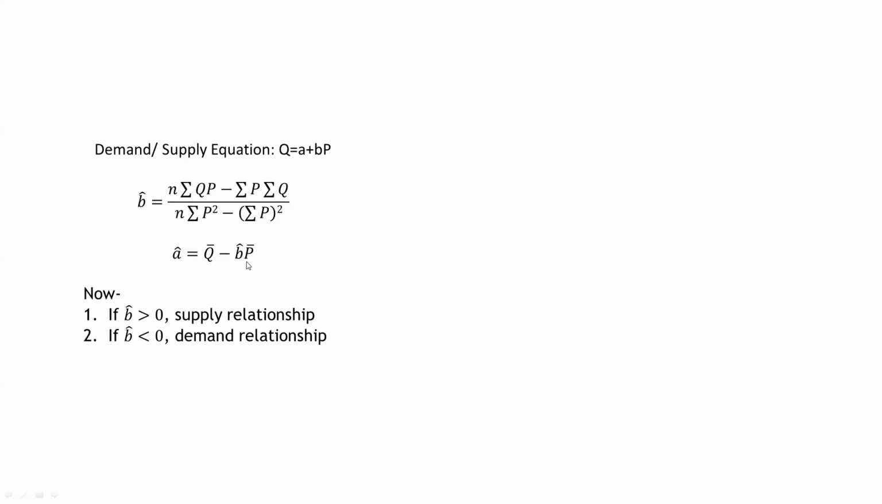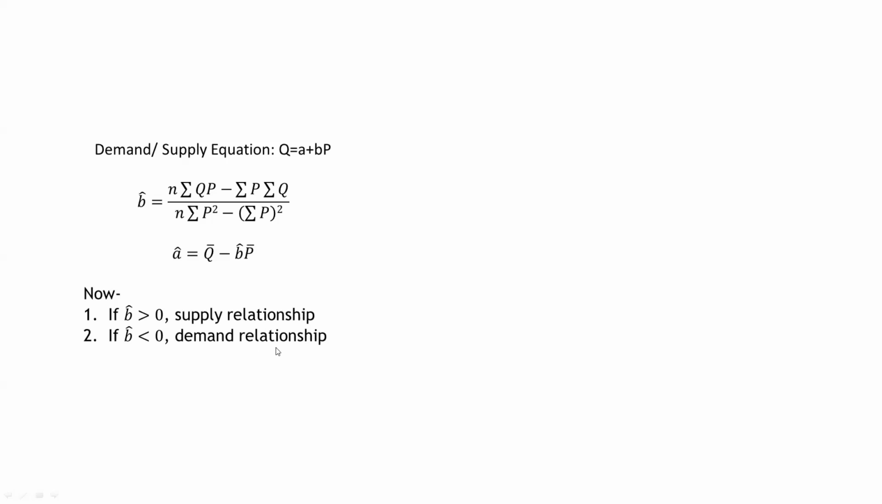Now, if we find B cap is positive, it means if price rises, quantity rises, which is true for supply relationship, and in that case, the equation we get will be a supply equation. However, if B cap is negative, it means the relationship between price and quantity is inverse. If price rises, quantity falls, which is true for demand law, and in this case, we shall get demand equation.